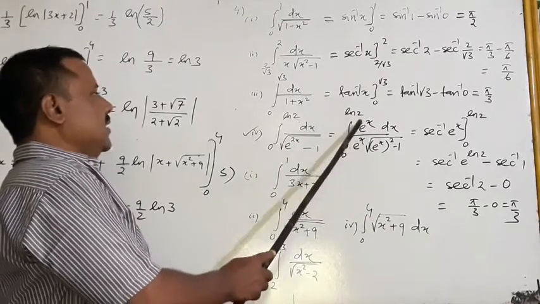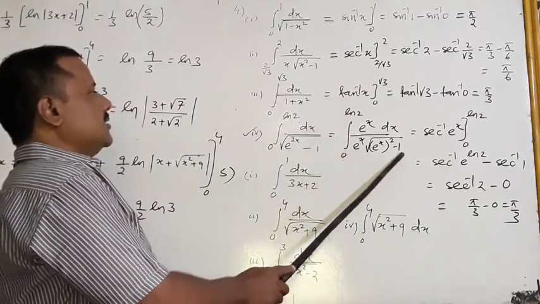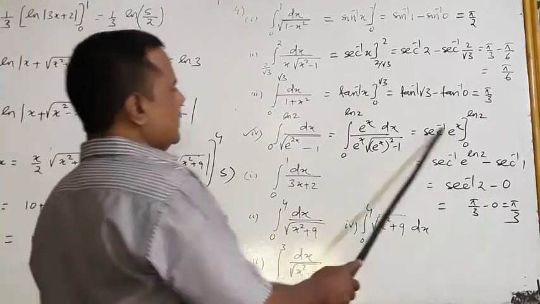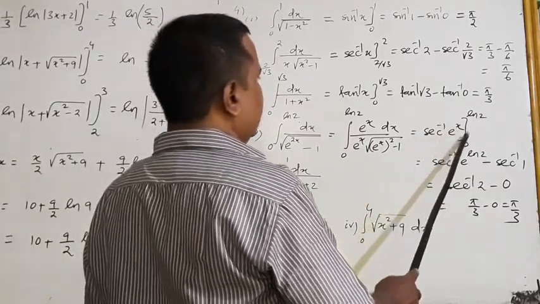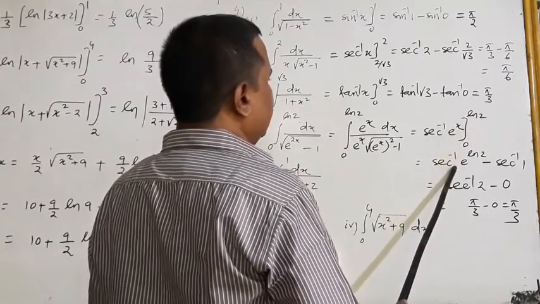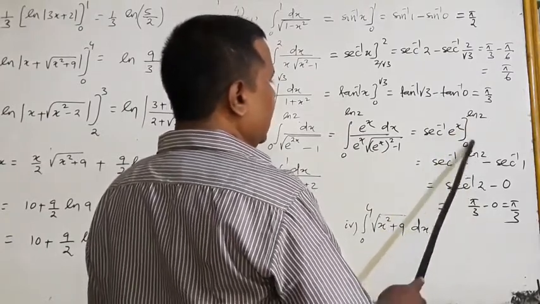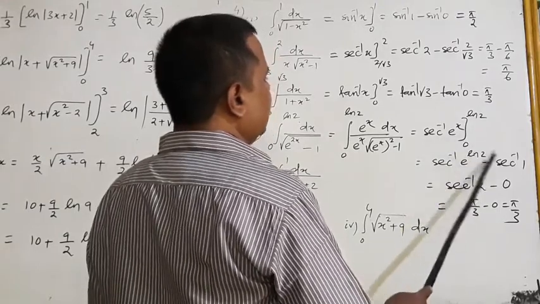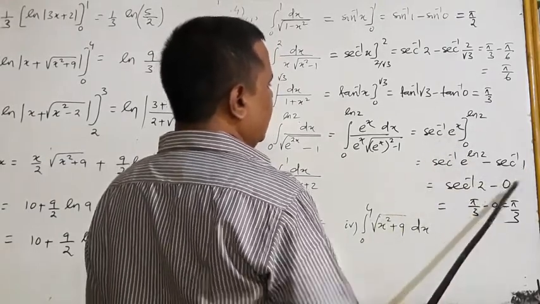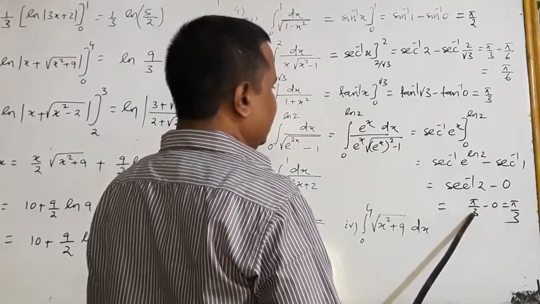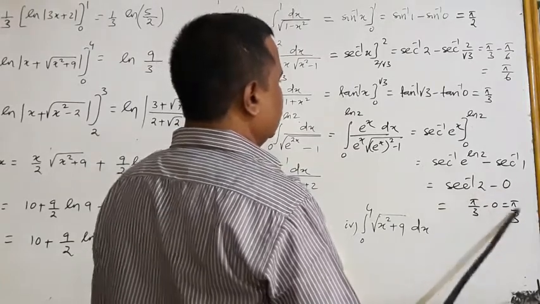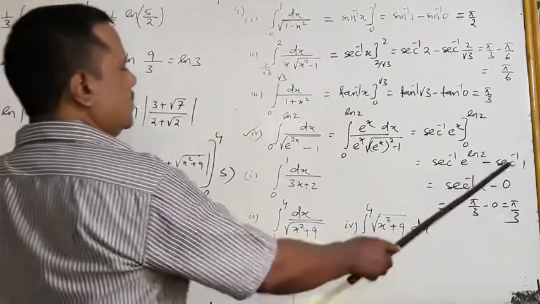Then the form is dx by x into root of x square minus a square, that is sec inverse x. That is sec inverse e to the power x from 0 to ln 2. Then put in, sec inverse e to the power ln 2, which is e to the power ln 2 is 2, and sec inverse e to the power 0, that is 1. So sec inverse 2 is pi by 3, minus 0, since sec inverse 1 is 0, and the result is pi by 3.